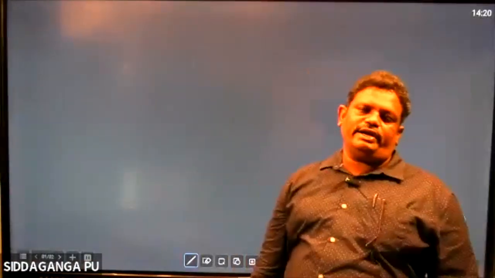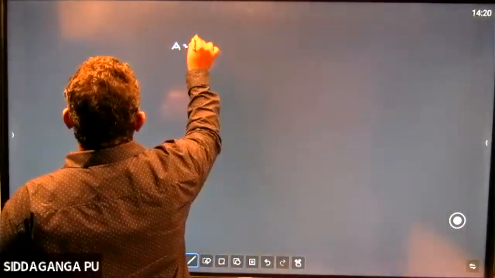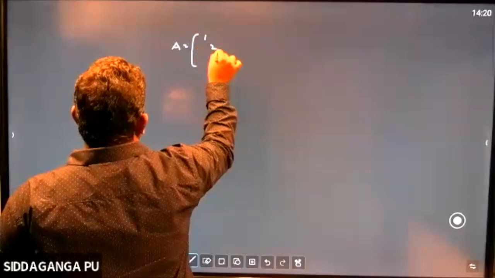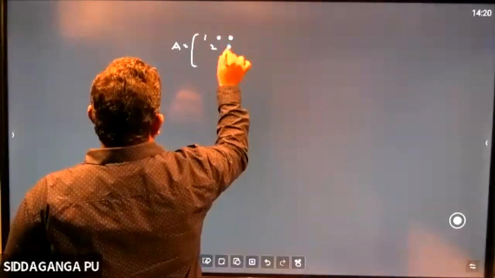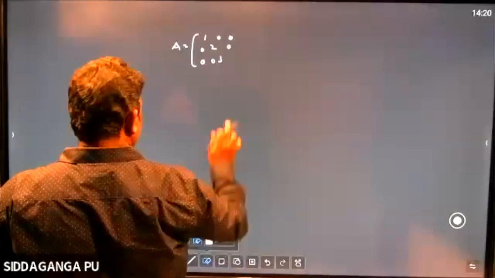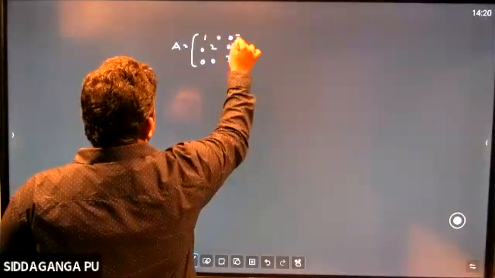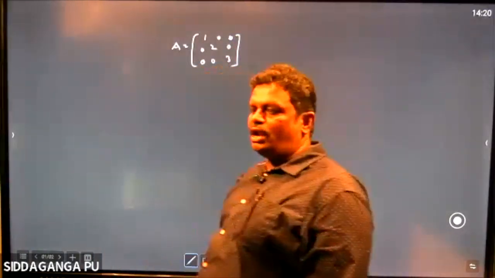Another definition is the triangular matrix. In the triangular matrix, there are two types: upper triangular matrix and lower triangular matrix. In any matrix, if the elements above or below the principal diagonal are 0, then that matrix is said to be a triangular matrix.